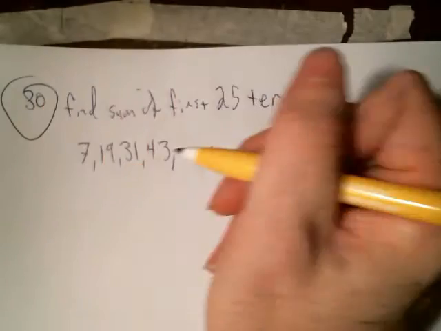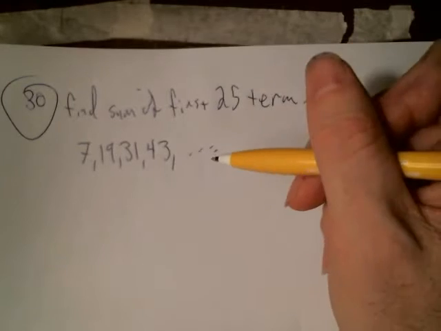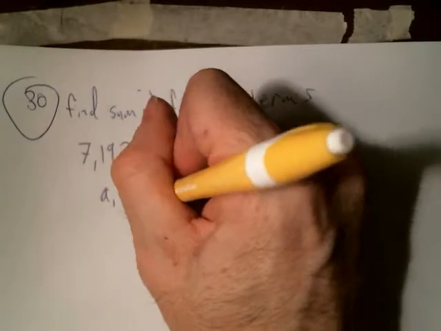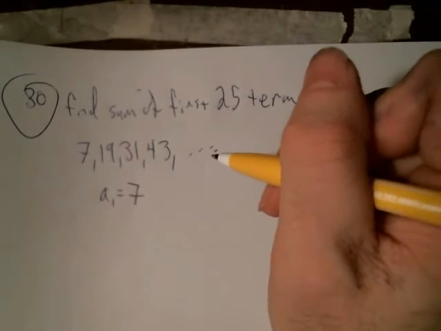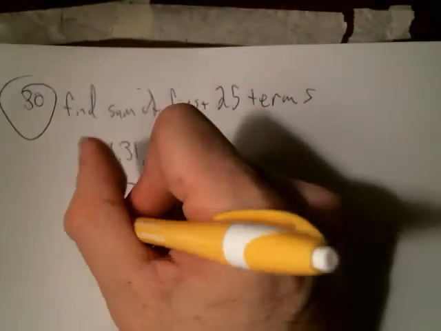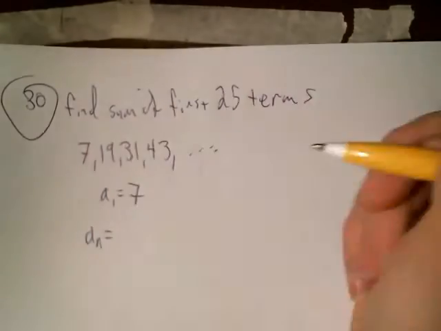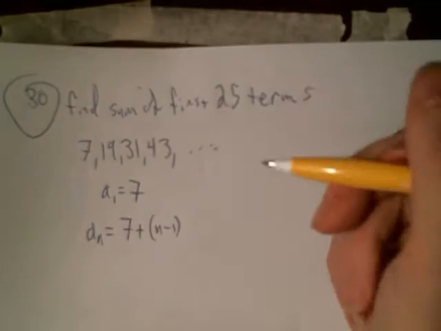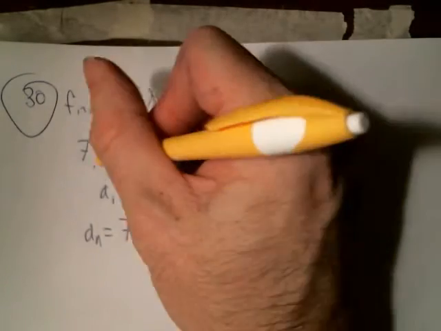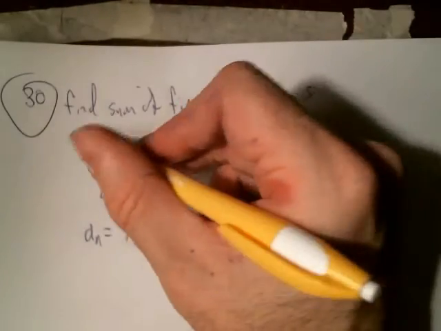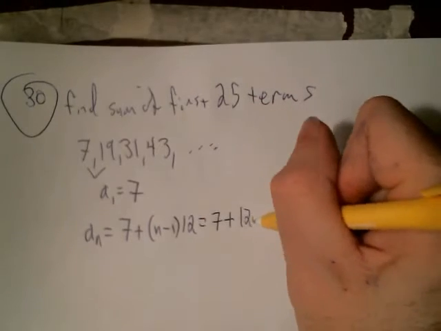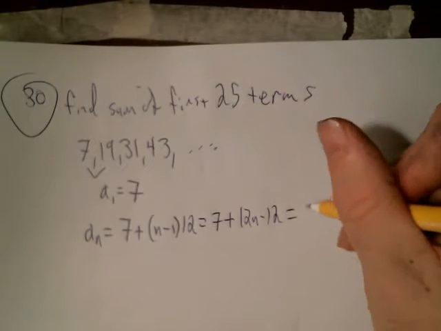Okay, so there's our given arithmetic sequence. We need a sub 1 and we need a sub n. So a sub 1 is easy. That's just 7. A sub n, though, is a little more complicated. So a sub n is equal to a sub 1, 7, plus n minus 1 times the difference. The difference here, if you subtract two terms, is 19 minus 7, which is 12.